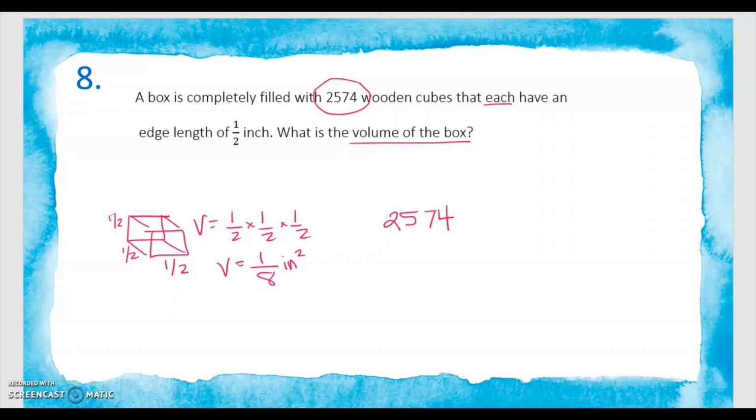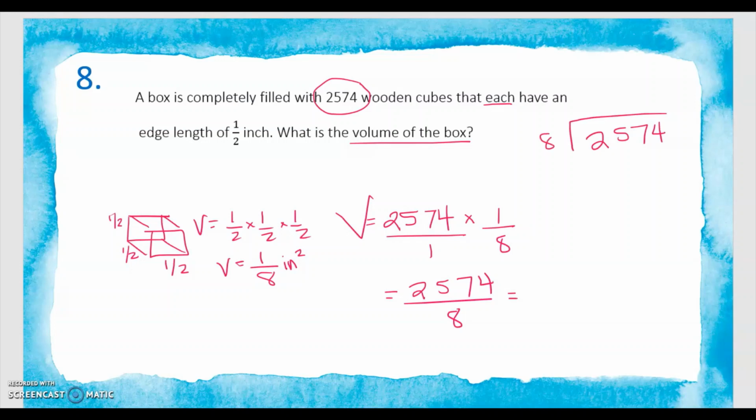Just like if let's say each had an edge length of 2, then this would become bigger because my cubes would be large, but because they're really tiny, my volume is going to actually be smaller. And I'm multiplying that by 1/8. Okay, so I'm going to multiply across the top and multiply across the bottom. And then I need to simplify that.